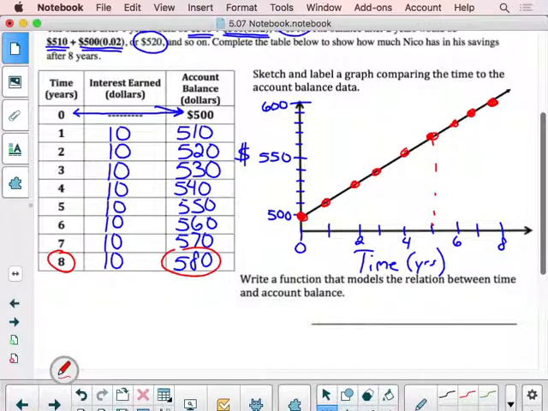Every year, we're going up by the same $10. So our function, f of x, what was our rate of change? How much were these going up every time? They're going up by $10, so I'm going to have 10x. That's going to be my slope. And our starting amount was $500.